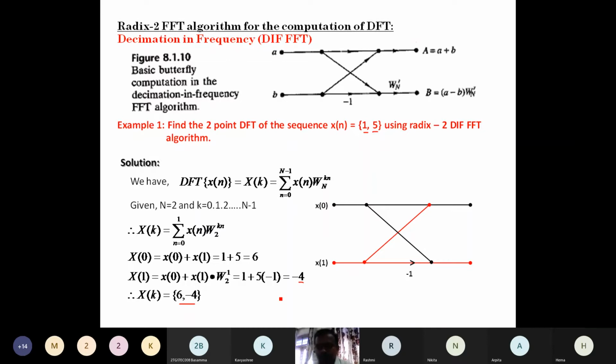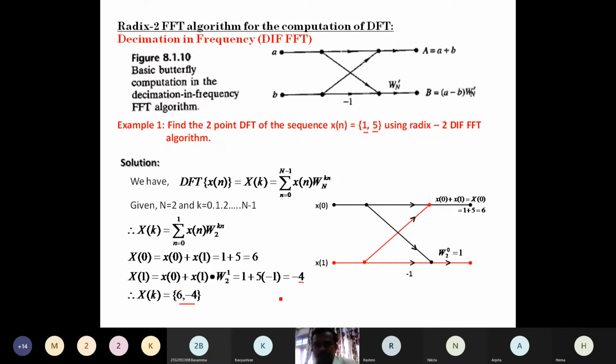For x of 1, the node value from input to output is minus 1, and the remaining line values are purely 1. If it is 1, we do not mention that line value on the line. On the second line, at the output side, there is another line value, the twiddle factor W2 to the power 0, which is equal to 1, nothing but 1.